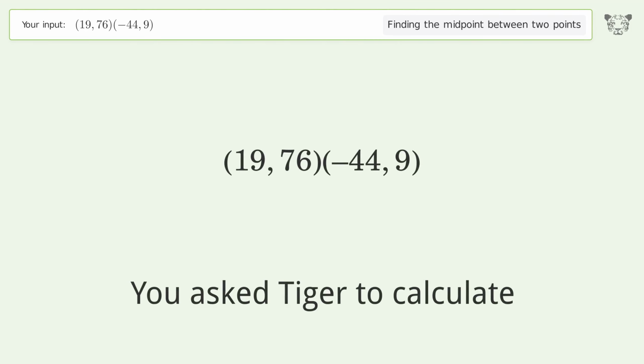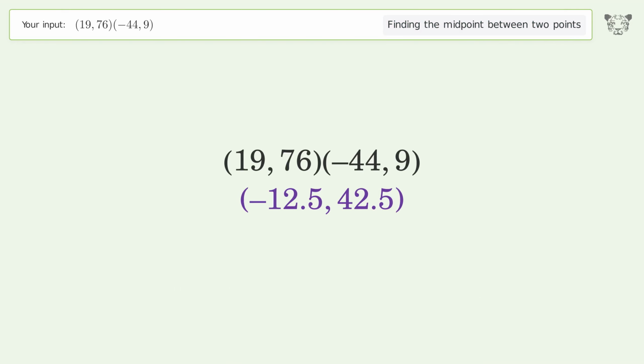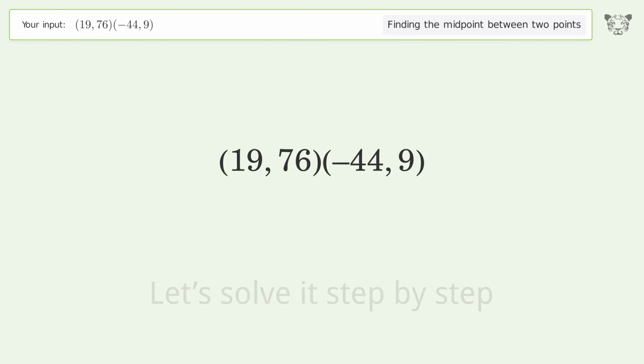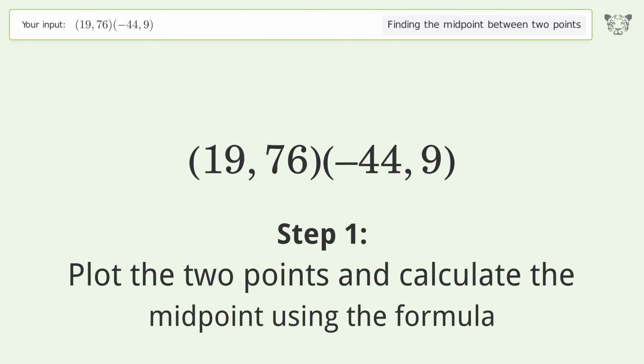You ask Tiger to calculate. This deals with finding the midpoint between 2 points. The midpoint between the 2 points is negative 12.5, 42.5. Let's solve it step by step. Plot the 2 points and calculate the midpoint using the formula.